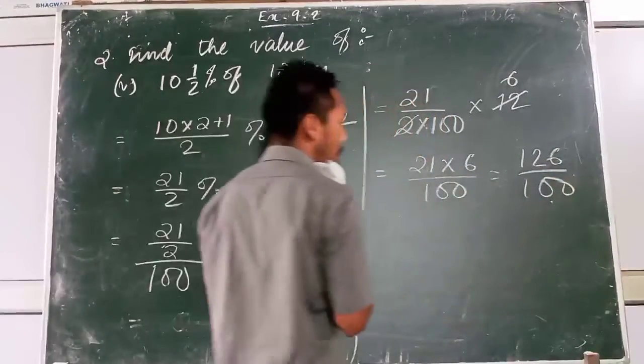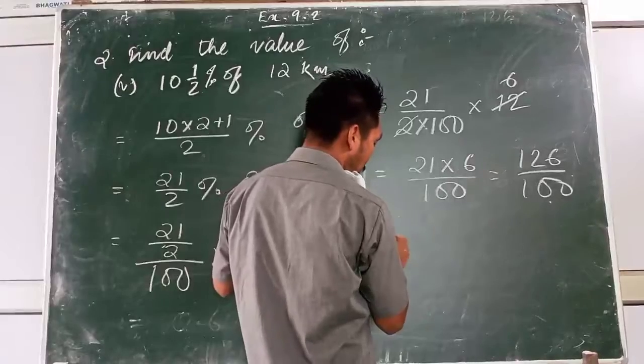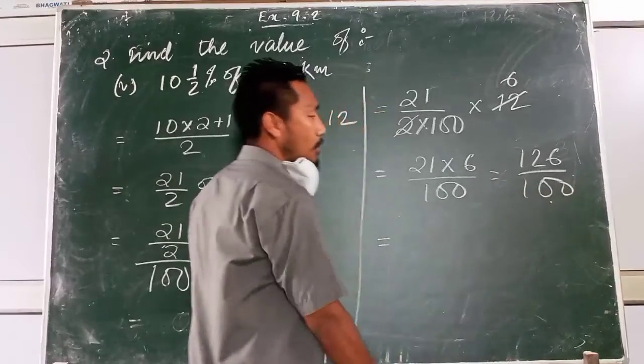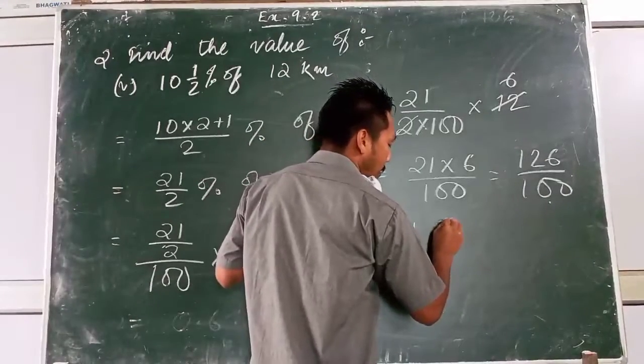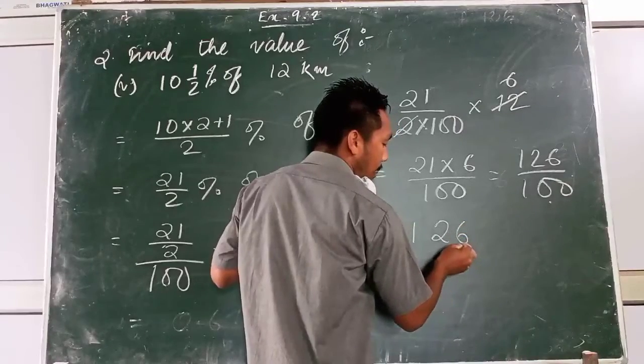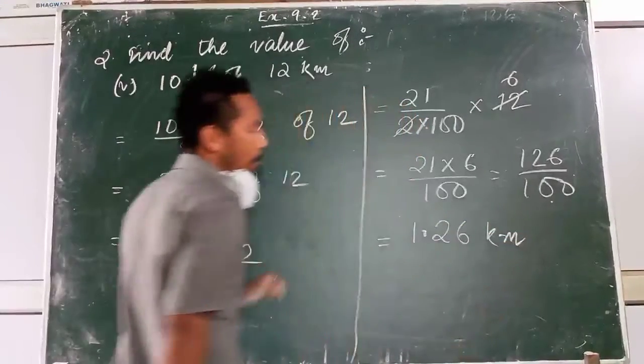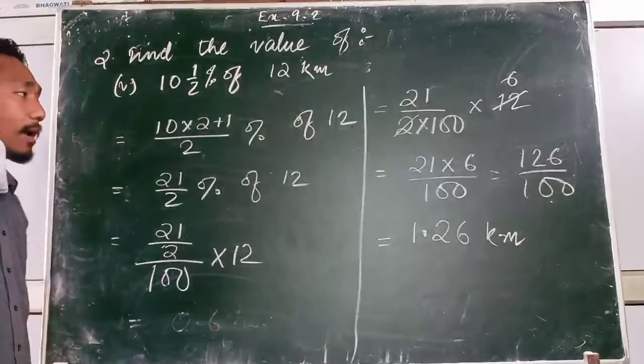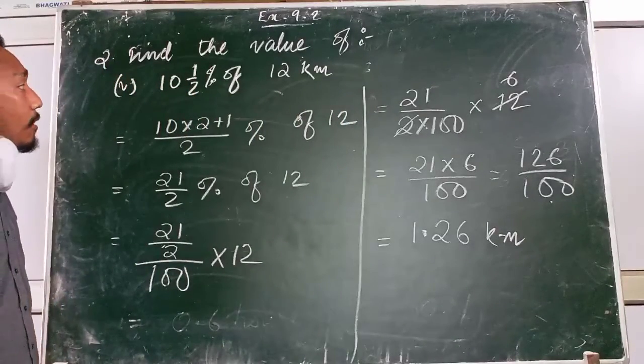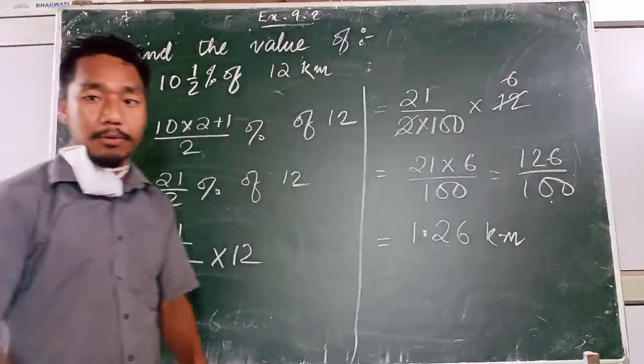Now dividing 126 by 100, you count two digits from the back side and put a point. So 1.26 kilometers is your answer for the fifth question of number 2.